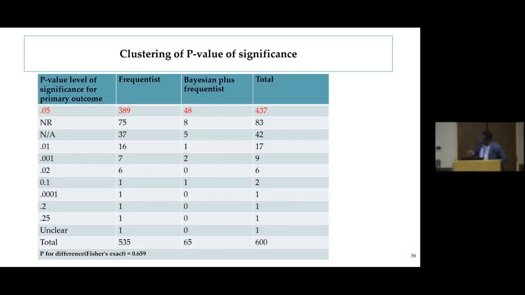And then when we looked at between the years, sorry, it's very difficult for me to see from this angle. If we look at frequentists, the number of studies that used frequentist is 535, and the number that used Bayesian is 65, to give you an additional layer of the number of studies, not just the percentage now.